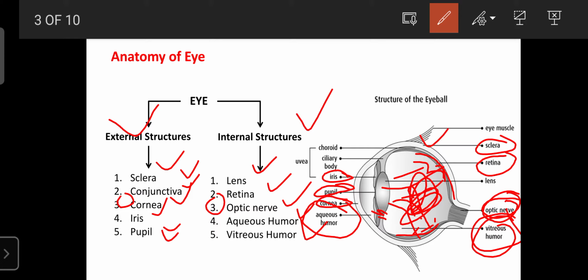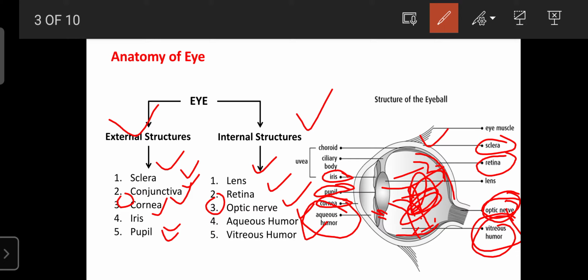Then the conjunctiva, which is just underlying the sclera. This conjunctiva is mainly involved in the secretion of mucus and tears. That secretion is helpful to keep the eye moist and to avoid dryness of the eye. Then the iris and pupil. The iris helps to adjust the size of the pupil, and the pupil is the hole through which the light falls on the lens.